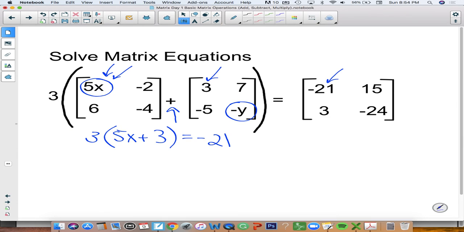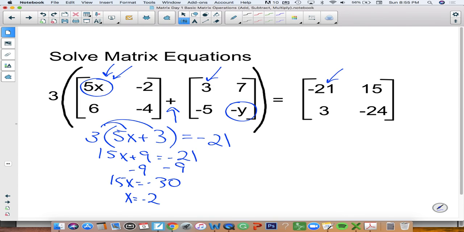Okay, so to solve for x, you distribute that 3 in there. Boom, boom. 15x plus 9 equals -21. Move the 9 over. Then we have 15x equals -30. And guess what? x equals -2 because we divide both sides by 15. Okay? Pretty simple. It just looks pretty crazy.